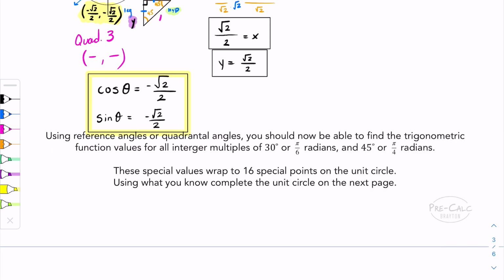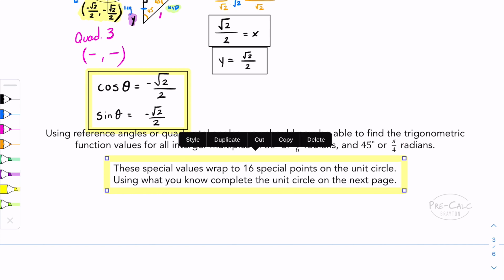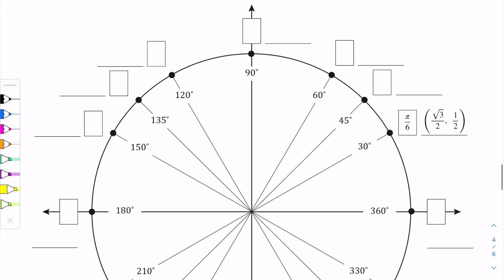There's a note right here that says using reference angles or quadrantal angles, you should now be able to find the trigonometric function values for all integer multiples of 30 degrees, which is pi over 6 radians, and 45 degrees, which is pi over 4 radians. These special values wrap around to produce 16 special points on the unit circle. Use what you know to complete the unit circle on the next page. So I'm going to start you off for the unit circle, and then that's where I'm going to end the video today because I want everyone to be able to solve the unit circle by yourself.